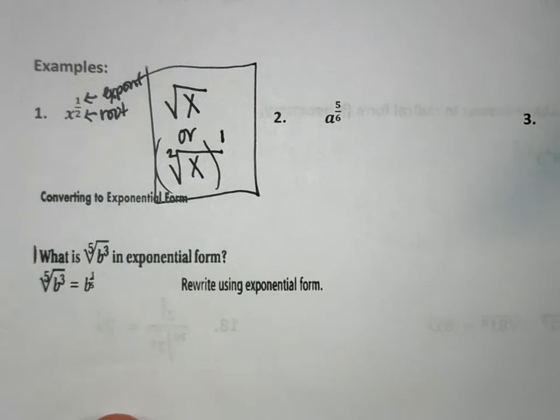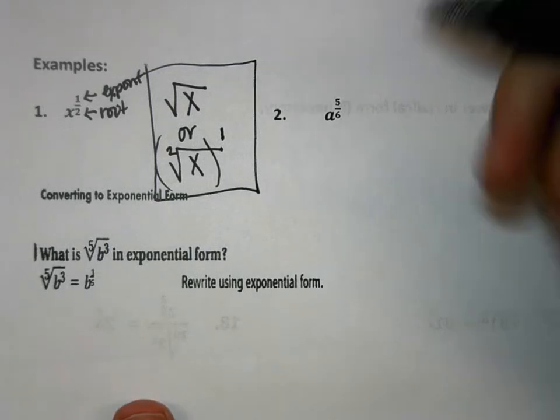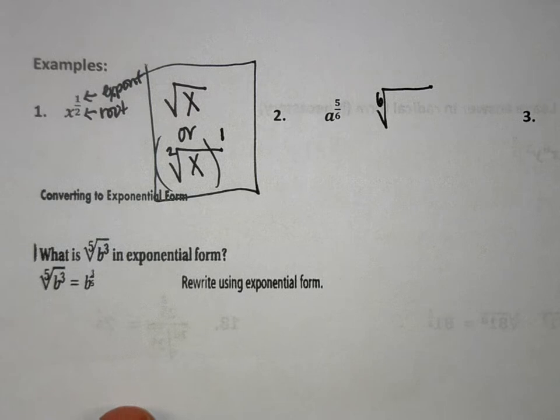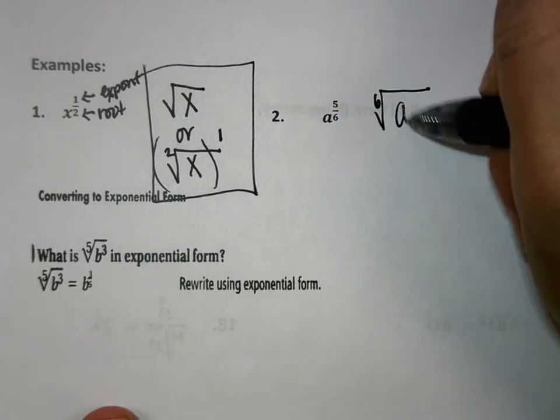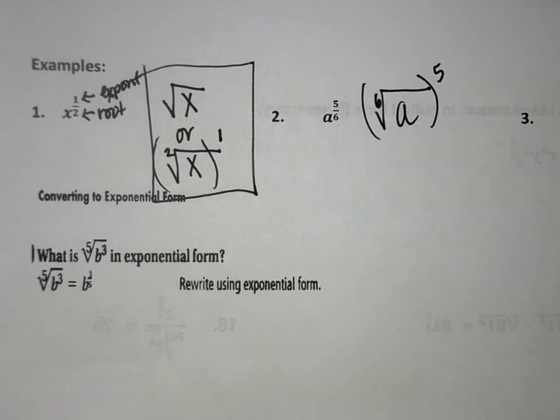All right, number 2. So what will be the index for the root on this one? Okay, so hopefully you said 6. So 6 is our root number. So that means I would need 6 terms, 6 of the same thing in order to make a group. And then we have a, and this can be written to the 5th power. That is one way of writing it.